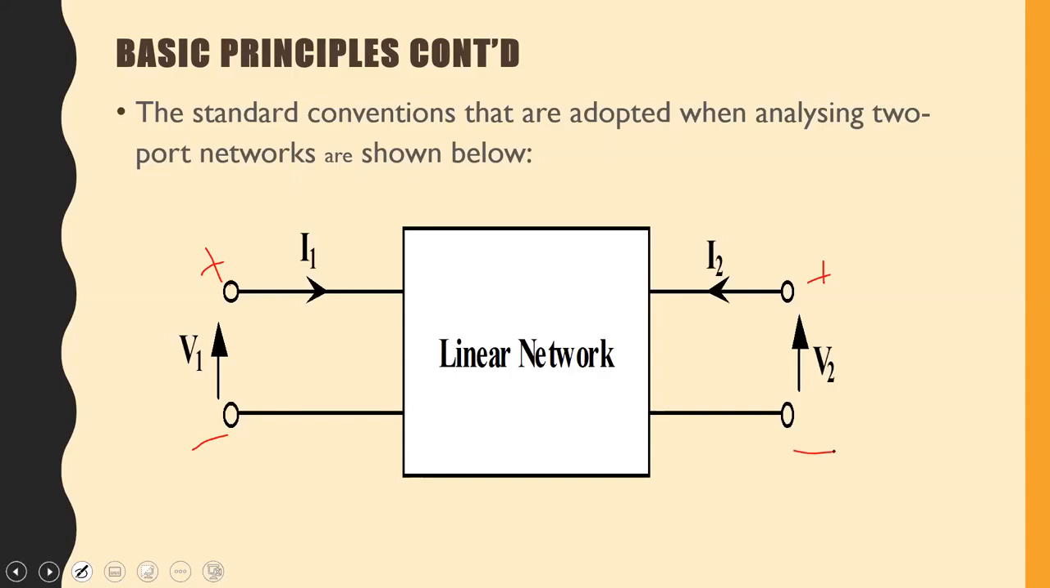The other convention that we need to note is that for port 1, the current I1 is flowing into the network at the upper terminal. Similarly, for port 2, I2 is flowing into the network at the upper terminal. So both currents are going into the network at the upper terminals. And then where the voltages are concerned, the upper terminal is positive with respect to the lower, or is at a higher potential than the lower. All right?